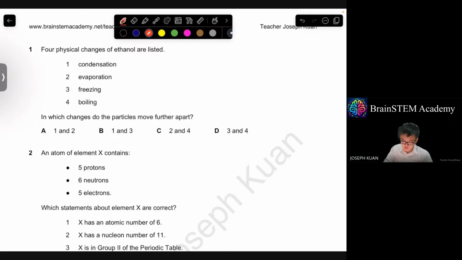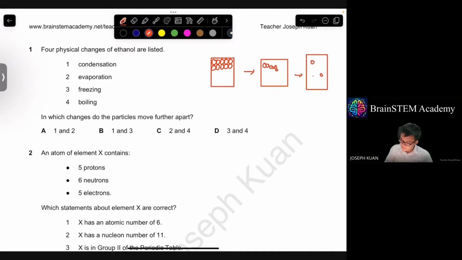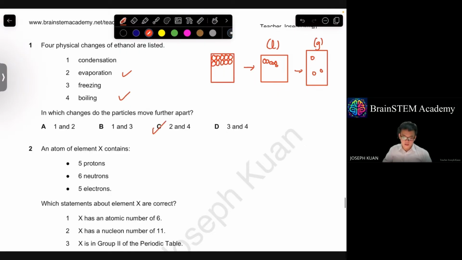In this case, you have to know the particle diagram, in which a solid has closely packed particles, and a liquid has slightly loosely packed particles, but they're still touching each other, and the particles are further apart. Then we have gases, which are even further apart. So it can be evaporation, liquid changing to gas, or boiling, also liquid changing to gas, involving particles moving further apart. So answer C. Let's move on to question 2.